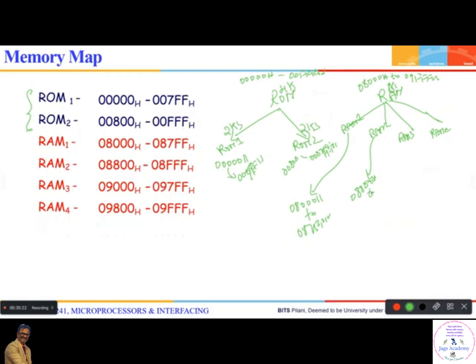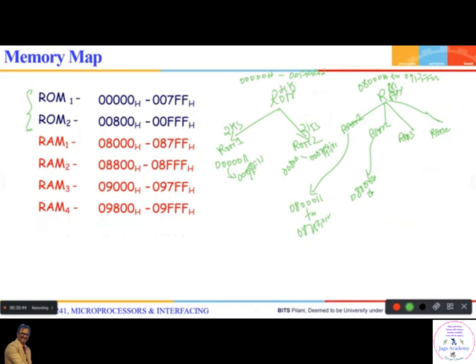This is very important. If somebody doesn't know this, try to update it. I'm telling you now itself. You cannot do even a single problem in memory design if you don't know this. And it's not something very difficult. A first standard student can do that. A high school, primary school student can do this. Starting address and ending address. That's all.